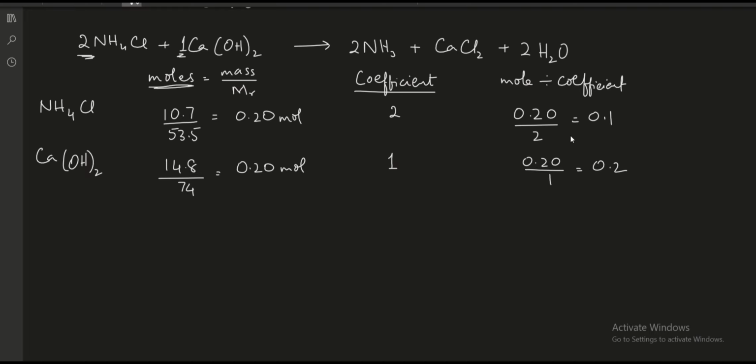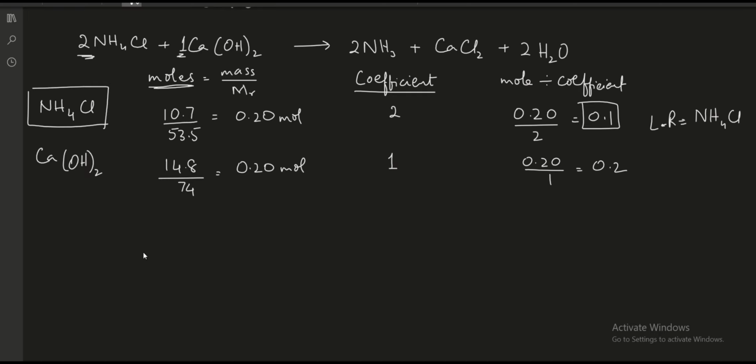So which out of these two is the limiting reactant? The limiting reactant is the one which is present in lesser amount, because as it is present in lesser quantity, it controls the amount of the product that is formed. So out of these two, this is a smaller value, so that makes ammonium chloride our limiting reactant. The limiting reactant is ammonium chloride.